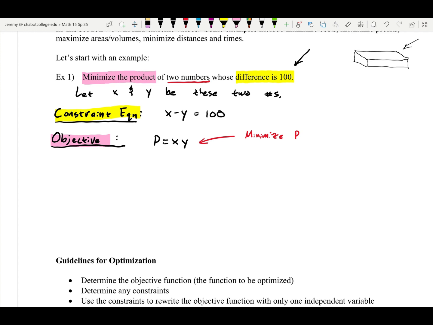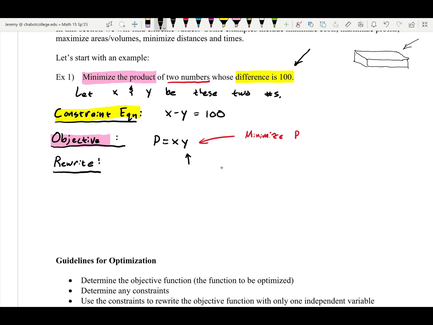So the next step, which I usually call the rewrite step, what we want to do in the rewrite step is we're hoping to express our objective as a function in terms of a single variable. So what I'd like to do is rewrite P as a P of x, maybe, right? So just some function expressed in terms of the single variable x. Now how can I do that?